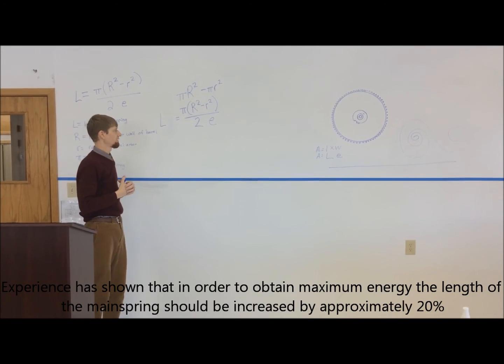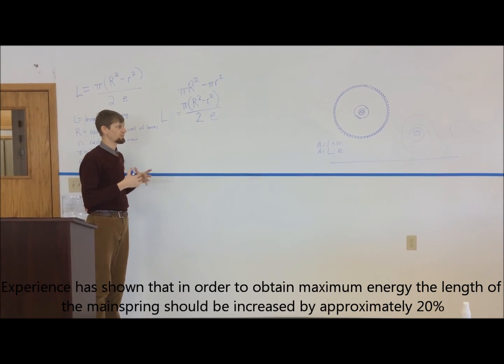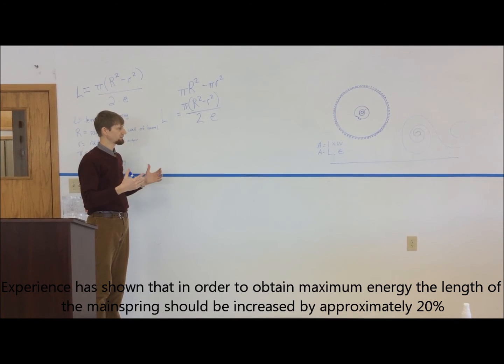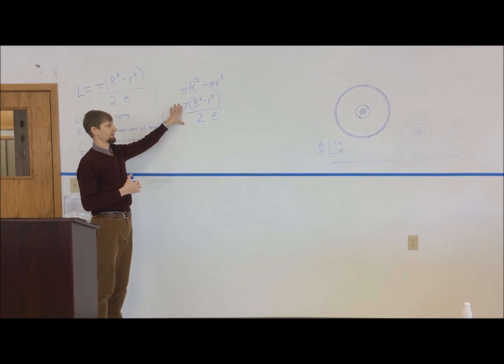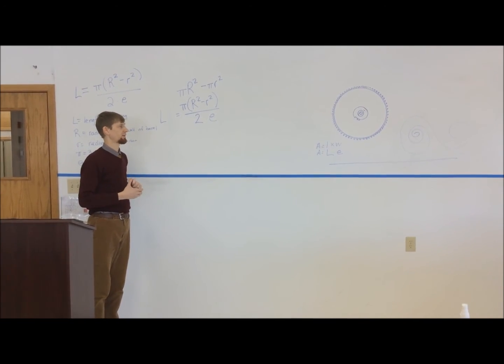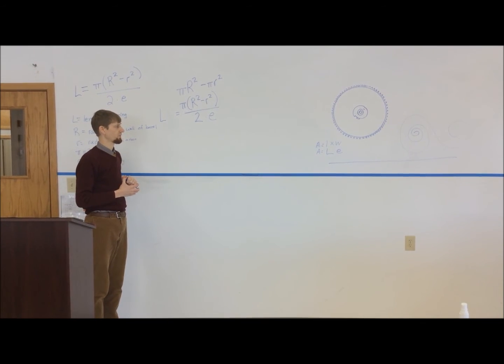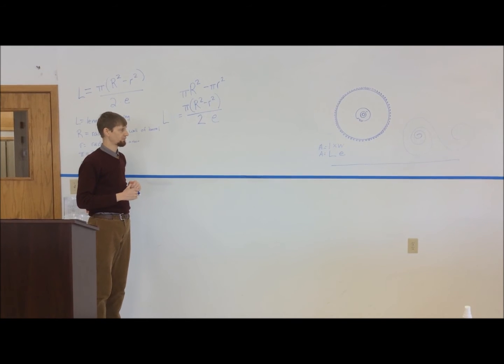Now, in actuality, engineers have determined that you get a more efficient system when the spring is 20% longer, but that is impractical. Theoretically speaking, the best idea is to have it equal to this, half the area inside of the barrel minus the area taken up by the arbor. So what do you do if you don't have the spring at all and you don't know how thick it is?